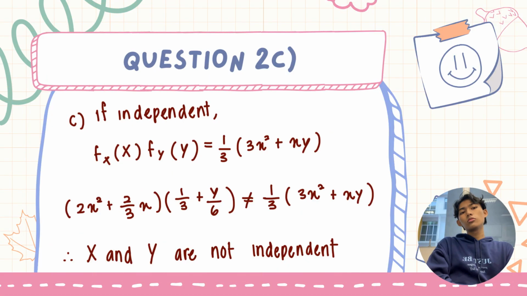Part C. To check whether x and y are independent, we compare the joint density function with the product of the marginal density functions. If x and y were independent, the joint density function would equal f of x times f of y. Since the product of the marginal densities does not equal the given joint density function, we conclude that x and y are not independent.